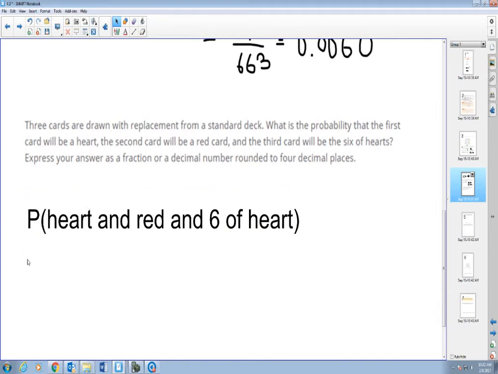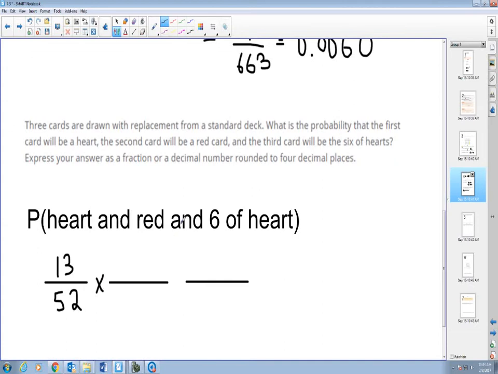All right, with replacement. So that means after the first draw, I put a card back, so all three events are independent from each other. So all I'm going to do is just multiply. I'm not thinking about dependent events right now. They're all independent. So first one, hearts, drawing a heart. That will be 13 ways out of 52.